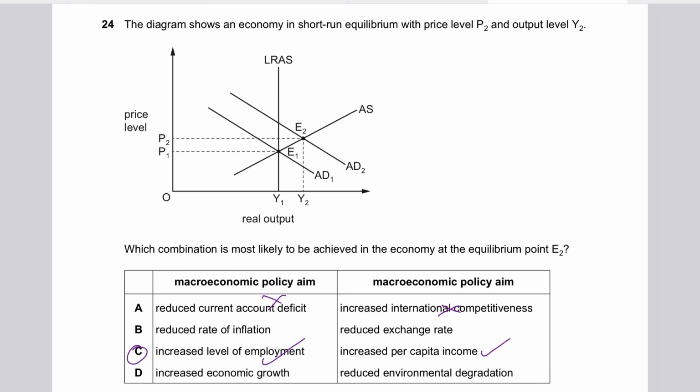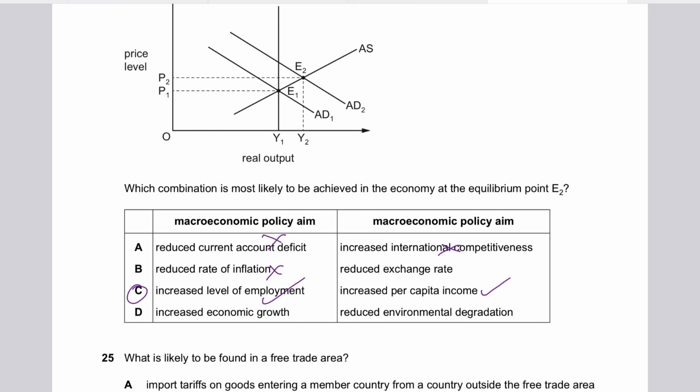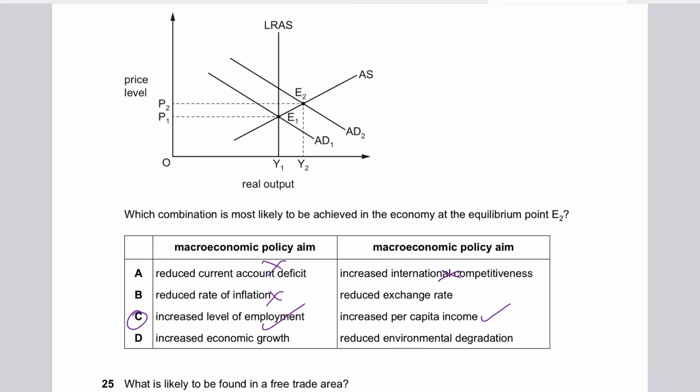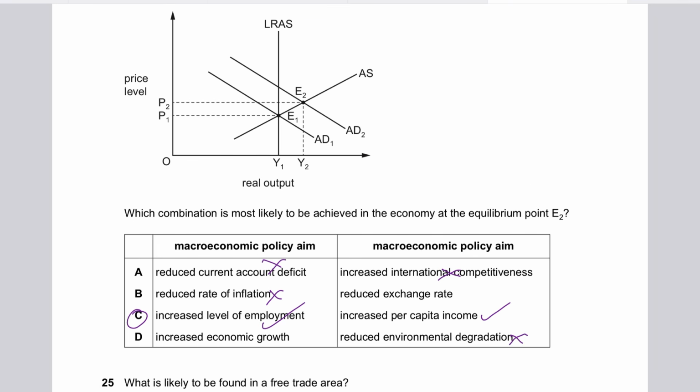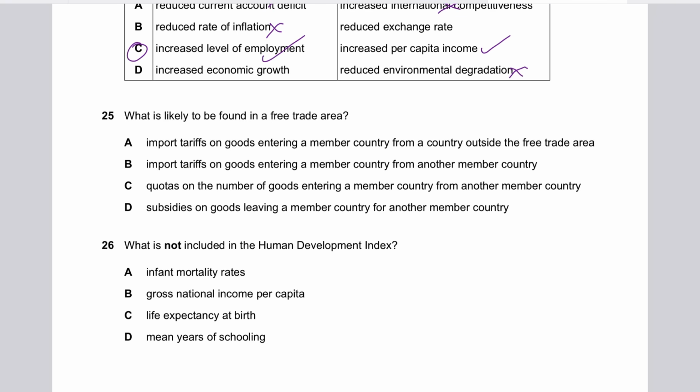Reduced exchange rate: the diagram doesn't tell us anything about the exchange rate, so we can't really say. But reduced inflation is wrong, inflation is going up. Reduced environmental degradation is also incorrect, because higher output means more production and potentially more pollution as well. Increased economic growth is true, but the other part is incorrect, and both columns have to be correct. So C is the correct answer.